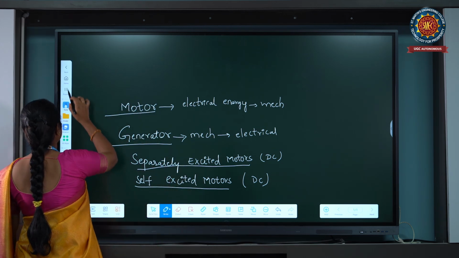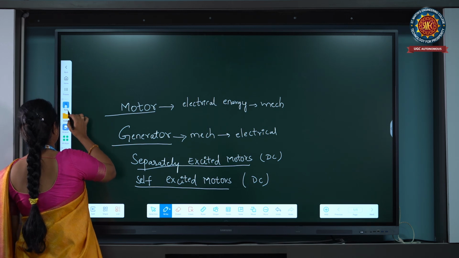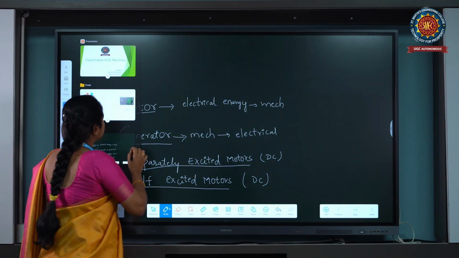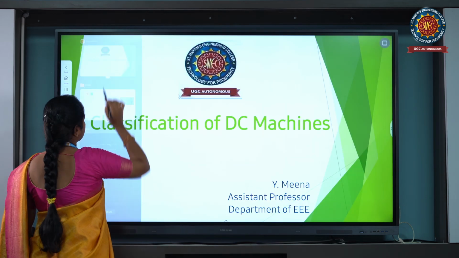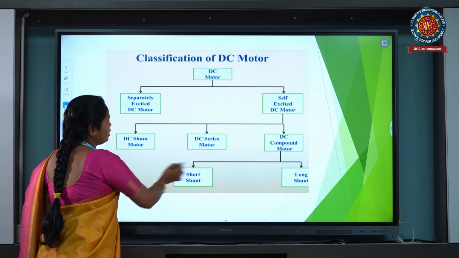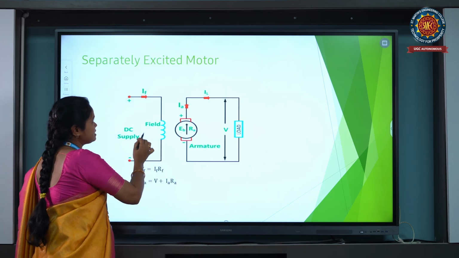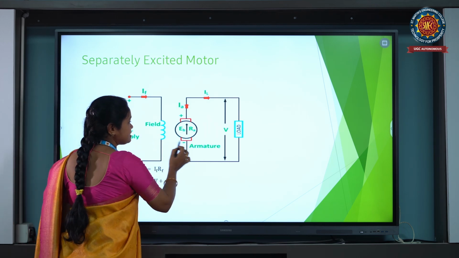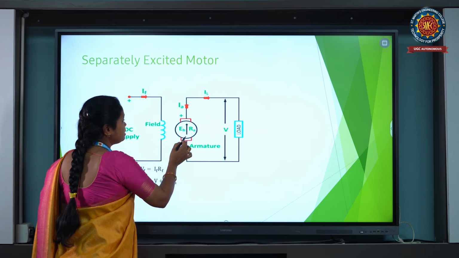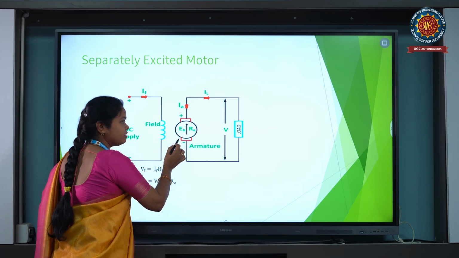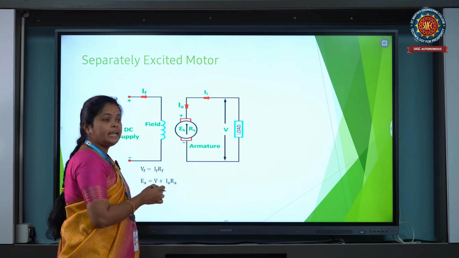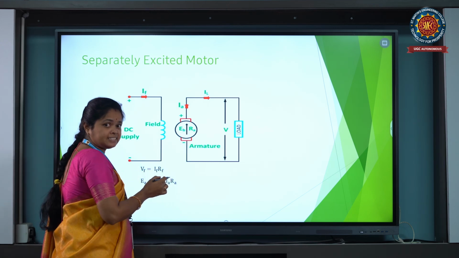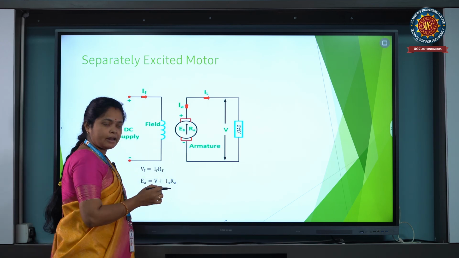Now coming to the PPT. Here we are using the separately excited machine. So this is the circuit diagram of a separately excited machine. The winding is separately connected, and this is the armature. Here in the armature, we have the EMF. That EMF is called EB, the back EMF. RA is the armature resistance and IA is the armature current.